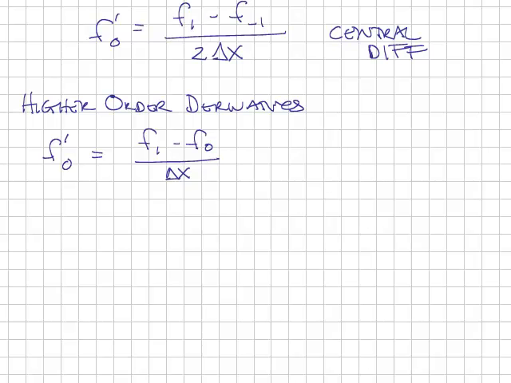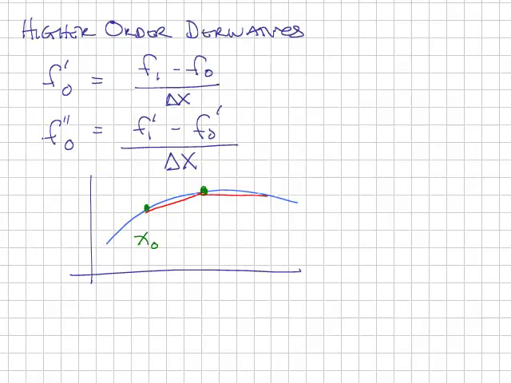We can derive higher order derivatives by using the lower order derivatives. So here is the forward difference, and let's take the second order forward difference, taking the derivative of the function evaluated at x1 minus the derivative of the function evaluated at x0 divided by delta x. Graphically, we're defining the second derivative as the change in the first derivative divided by the change in x. The first derivative can be approximated using a forward difference at x1, shown here with the double lines. The first derivative at x0 can be approximated using the derivative shown here, which is a single line.